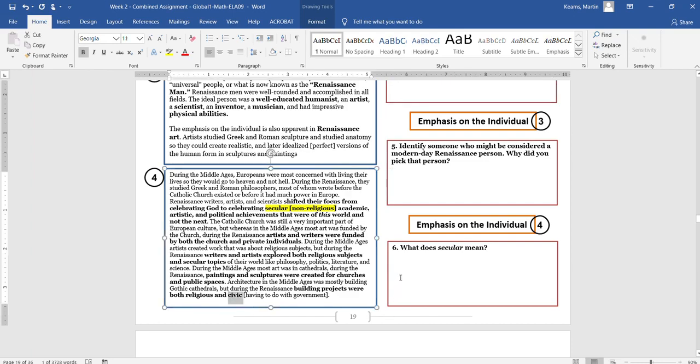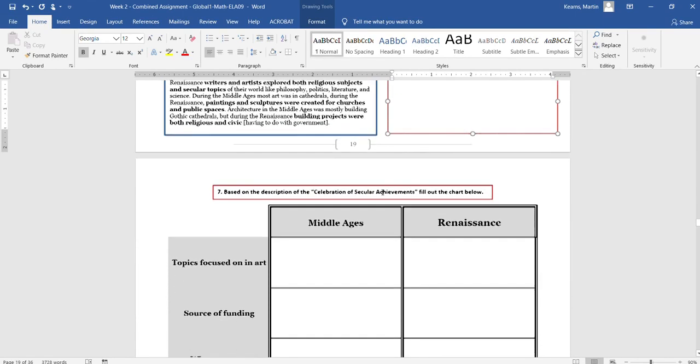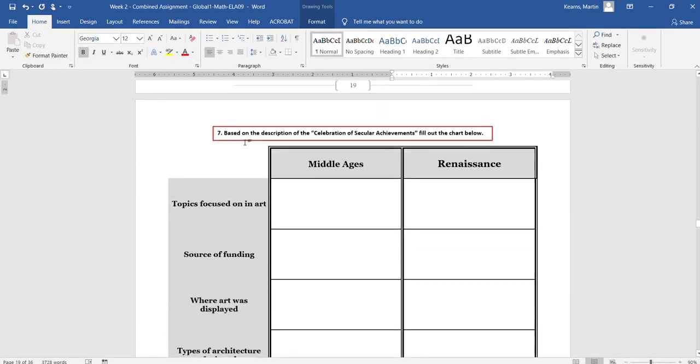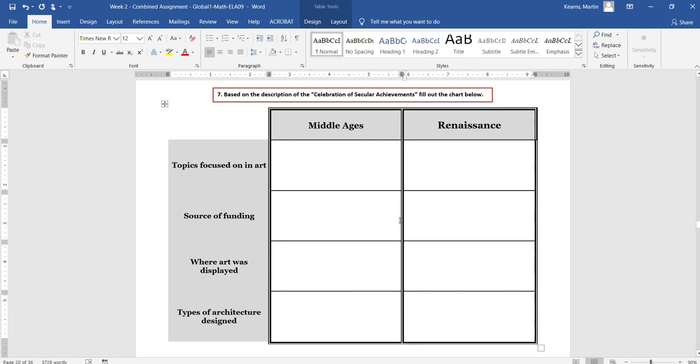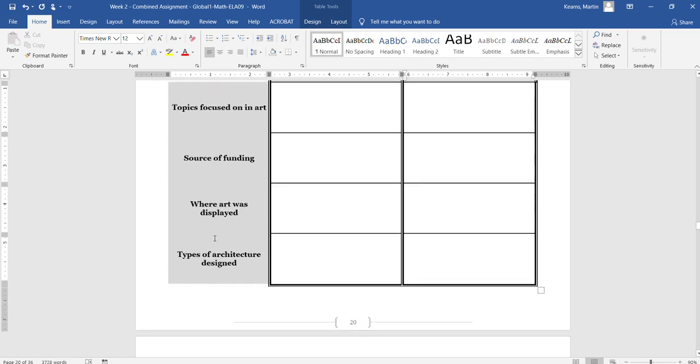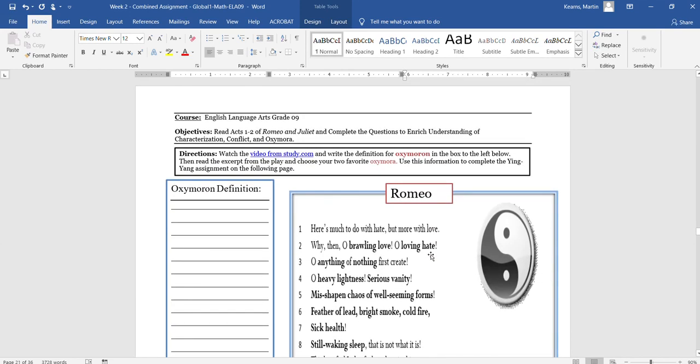Civic. What does secular mean? Based on number 4, okay, guys? Number 7. Based on the description of the celebration of secular achievements, fill out the chart below. So you're going to fill in information that has to do with topics focused on in art: Middle Ages, then Renaissance. Source of funding, Middle Ages, Renaissance. Where art was displayed, Middle Ages, Renaissance. Types of architecture, Middle Ages and Renaissance, right? And that's going to end your global work.